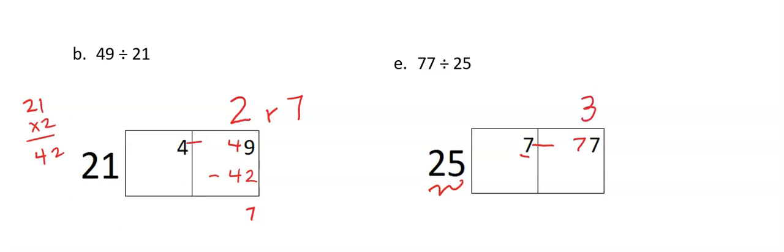So I can take 3 times 25, which is 75, subtract that, 7 minus 5 is 2, 7 minus 7 is 0, and so I get a remainder of 2. So my quotient is 3 remainder 2. So again, we can use some estimation of those divisors to help us zero in on what those quotients would be.